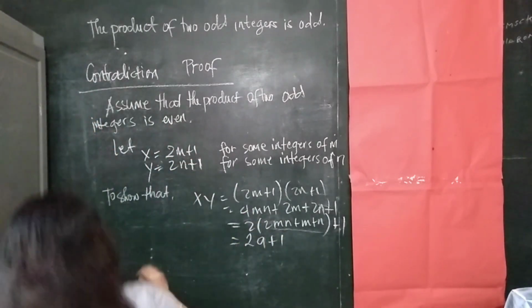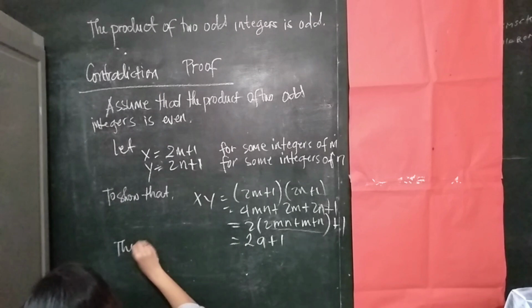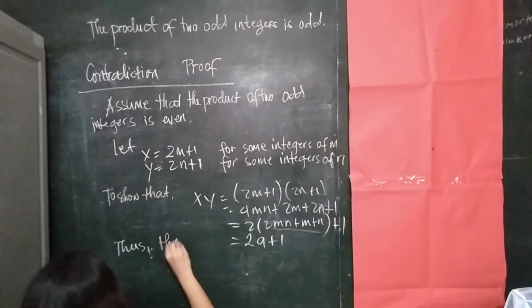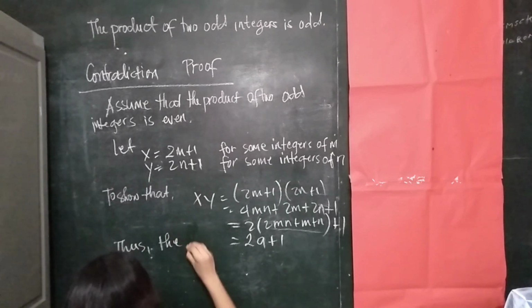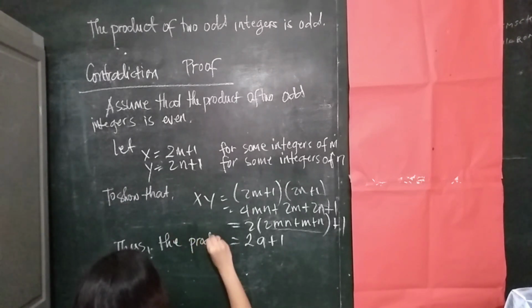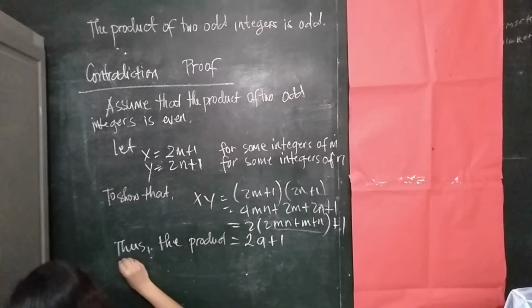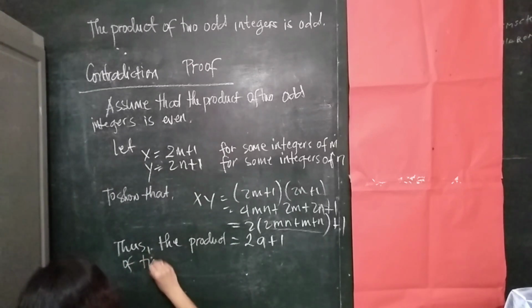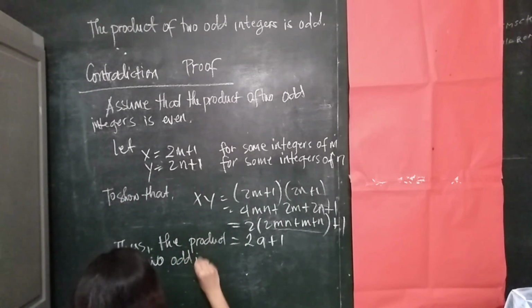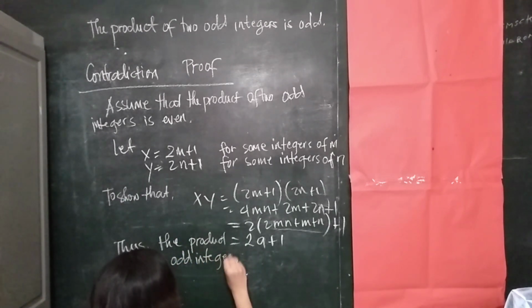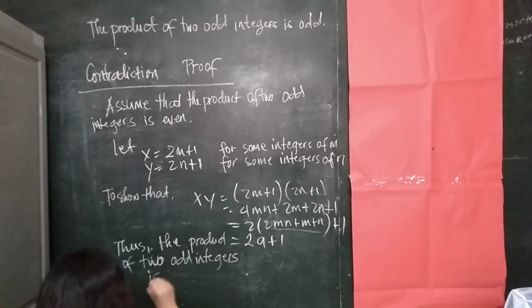Thus, the product of two odd integers is odd.